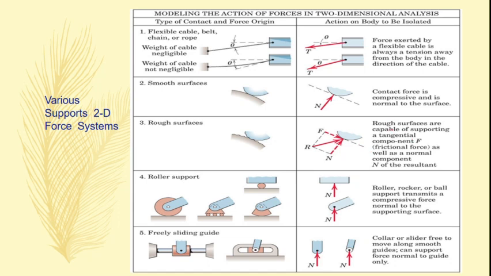That is why it is written here that rough surfaces are capable of supporting a tangential component F, that is this one, which is the frictional force, as well as the normal component. Okay, and therefore we can consider the resultant force we get from these two forces. Okay, in case of roller support, we already discussed what type of reaction forces we get, and in case of a freely sliding guide, we get this type of reaction force in our free body diagram.